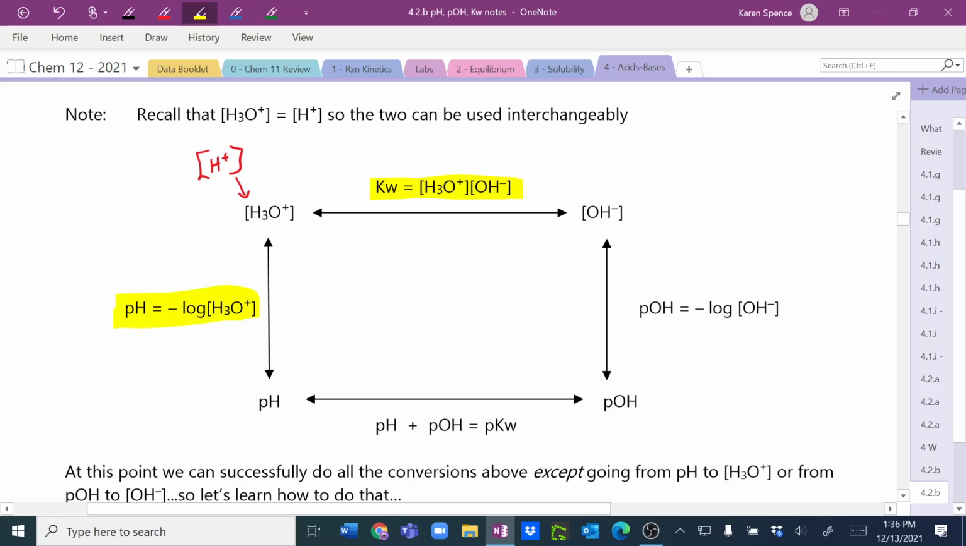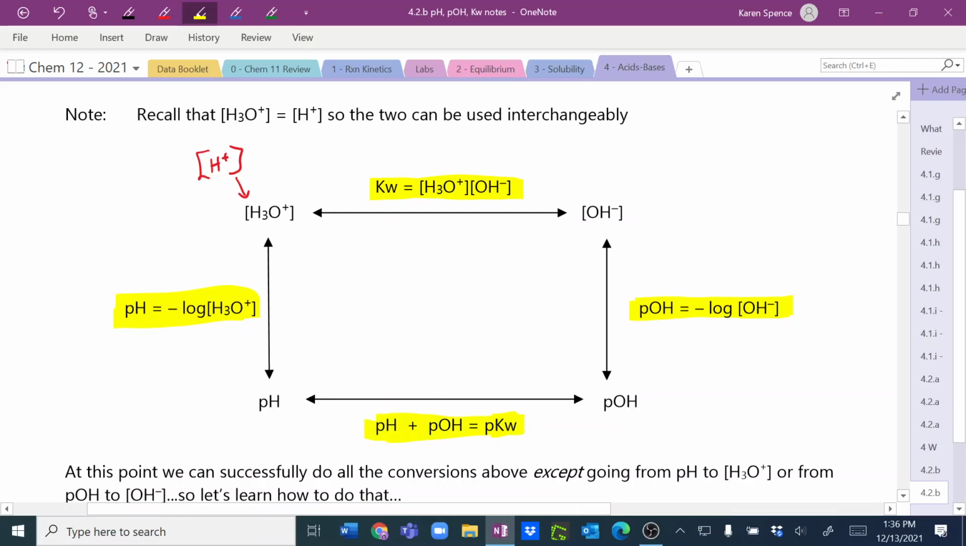So that's going to get us from hydrogen to pH. Going from hydroxide to pOH, we're going to use essentially the same formula, but we replace hydrogen with hydroxide. And the newest one that we've just learned is that if you know pH, then you can find pOH by using pKw. Yes?